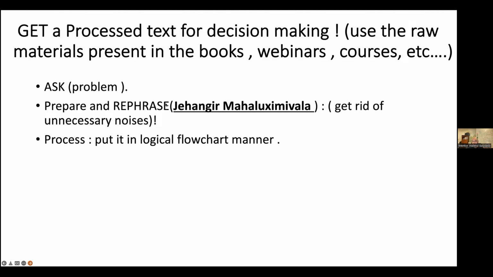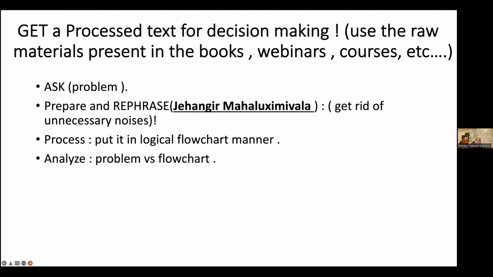And the word rephrase, I got it from Mr. Mahalik Shimavala. He said that when you have a complex English text or paragraph, try to simplify it into certain 5-10 words that have a meaning, and you can rephrase it and say it in a very simple way. Then you need to have the process.